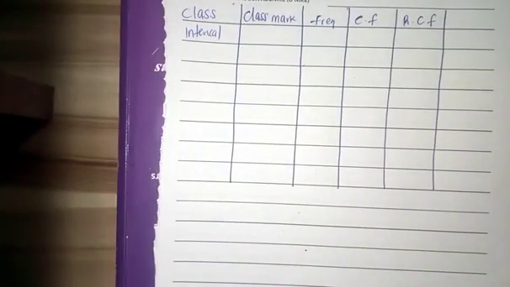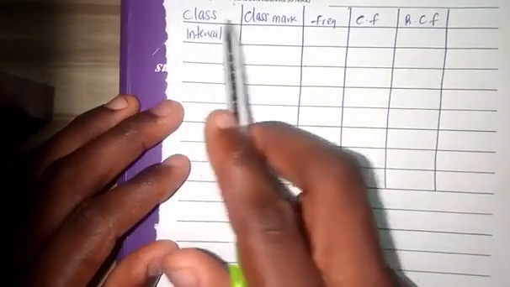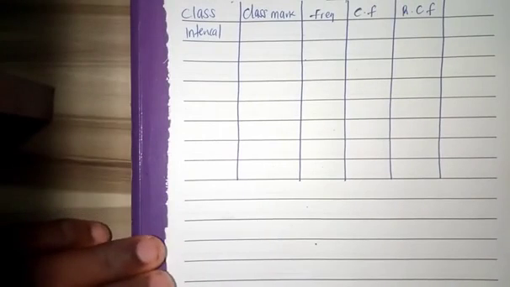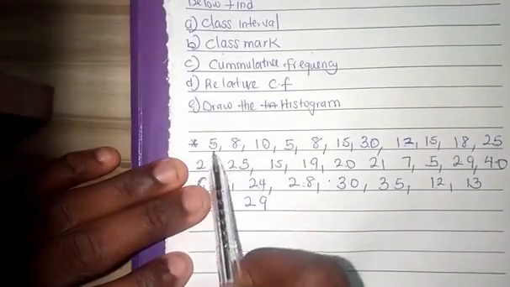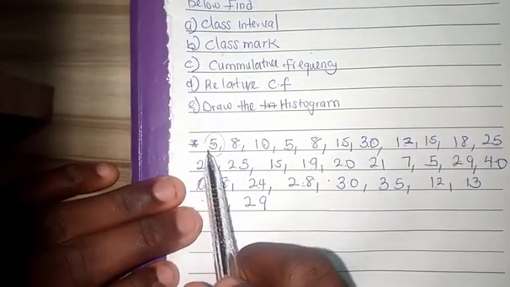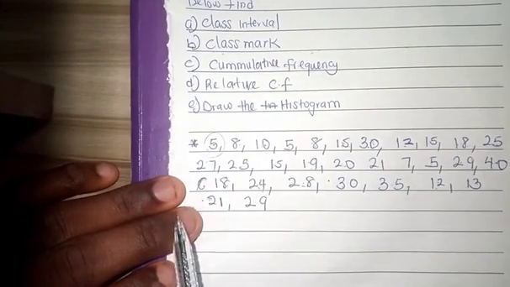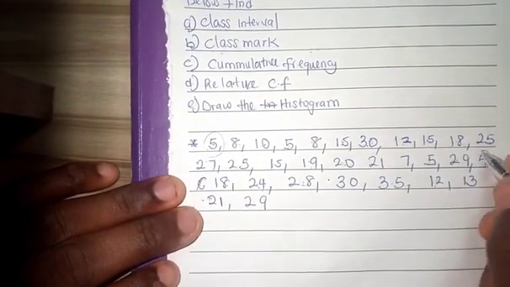Now, class mark. We know the meaning of class mark itself. After we get our class interval, then we can go for class mark. Now, we're going to choose the one that has the width of 5. The lowest number here is 5. Check: the lowest number is 5 and the biggest number is 40.